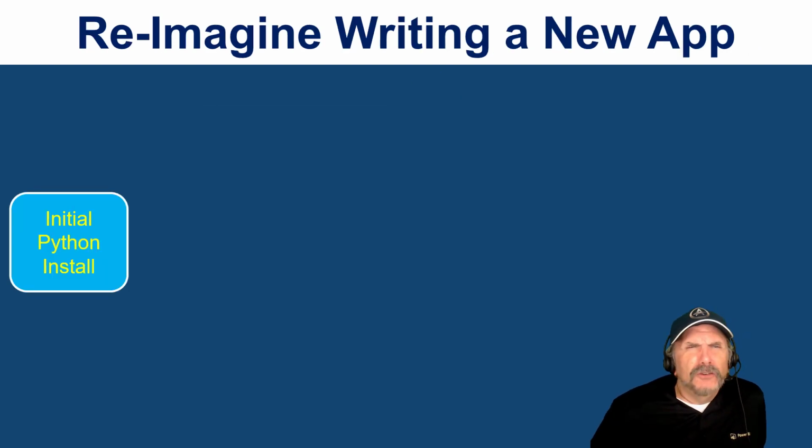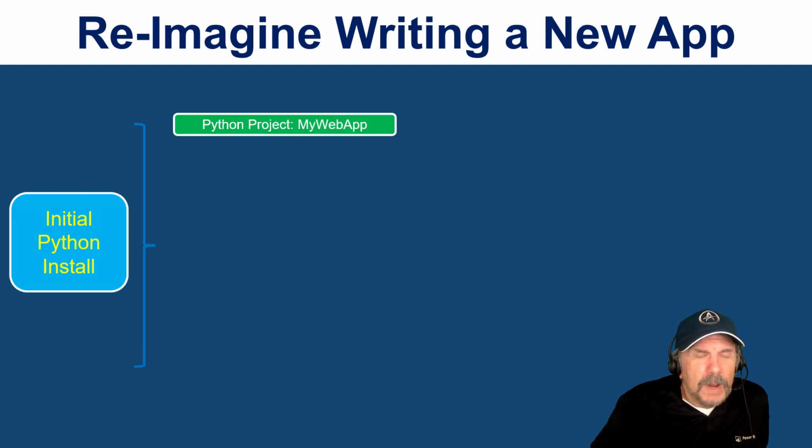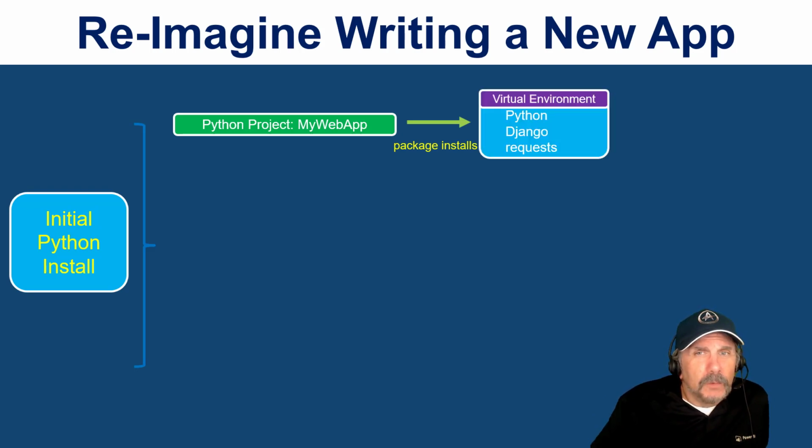So let's reimagine a better world, a world in which these problems kind of magically disappear. We're going to reimagine a world with virtual environments. So now, as before, we have our Python installation, and we're going to write our web app. And when we do our package installs, we're going to do something a little different. We're going to use a virtual environment. And in that virtual environment, we're going to install Python, whatever version we need, the Django library, and requests. So we're going to have all the things we need installed.